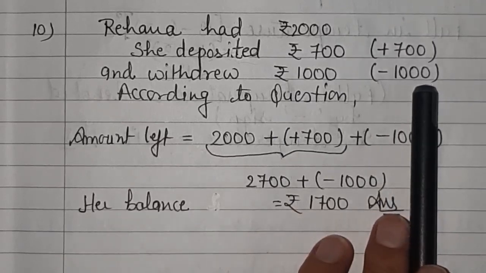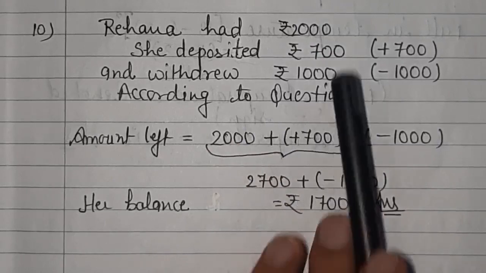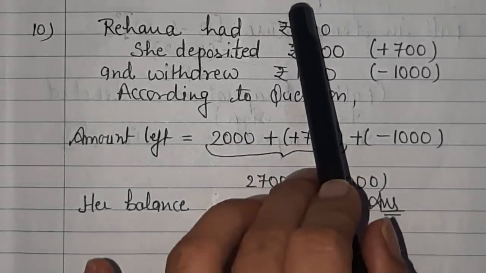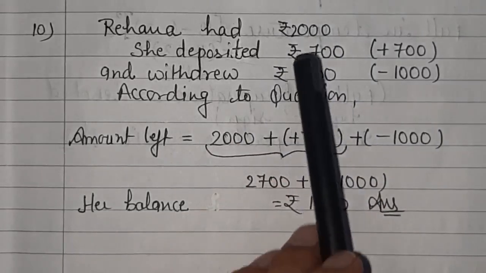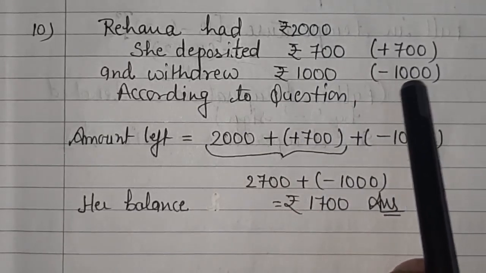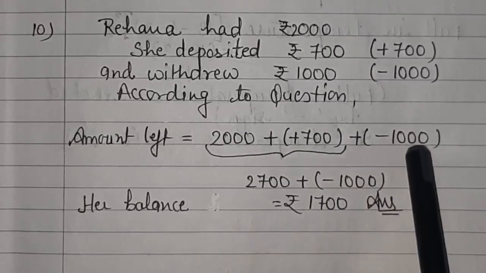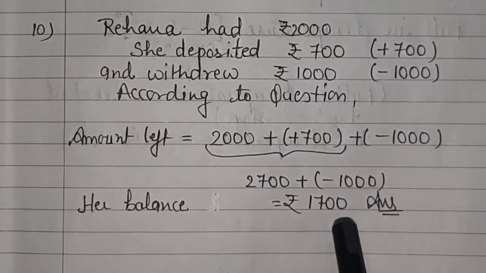Now according to the question, they are asking for her balance. So how much amount is left? So you have to add all these three amounts. So 2000 plus 700 plus minus 1000. When you add these three amounts, the answer becomes 1700.